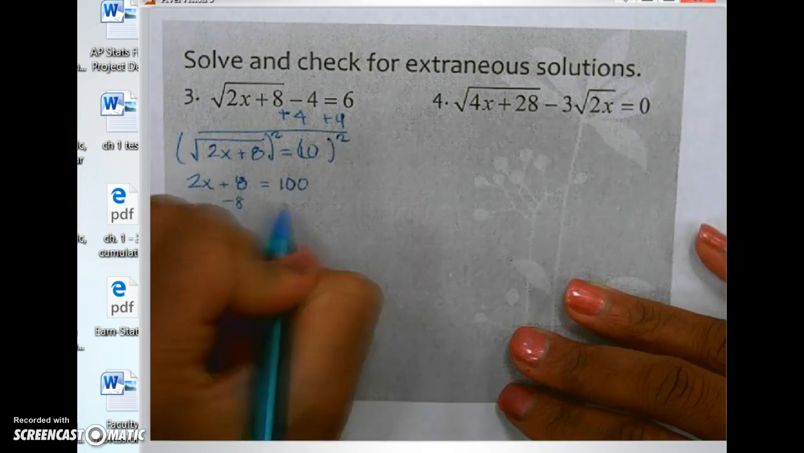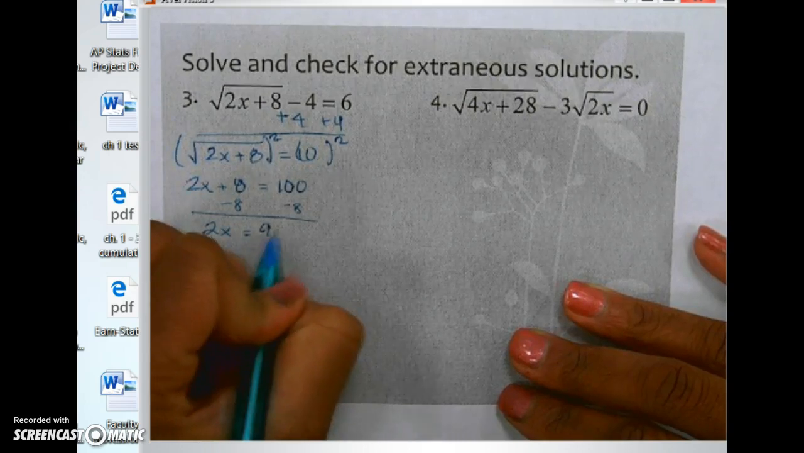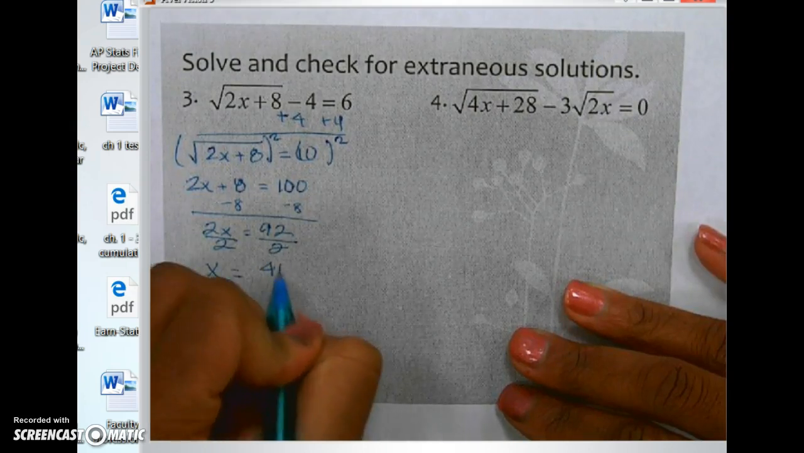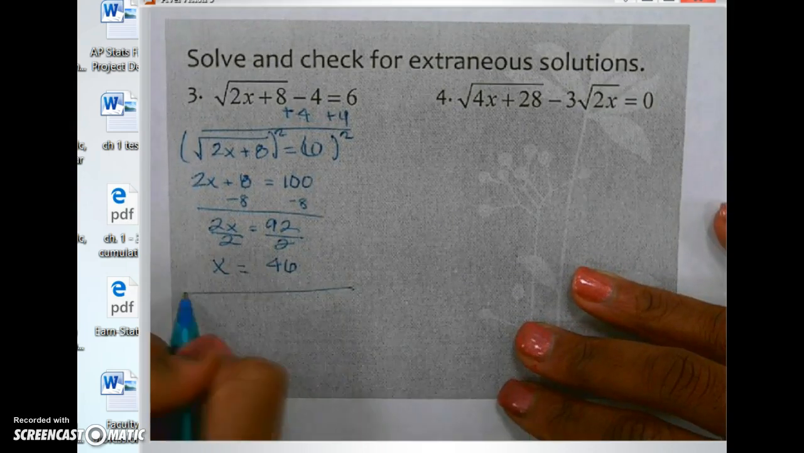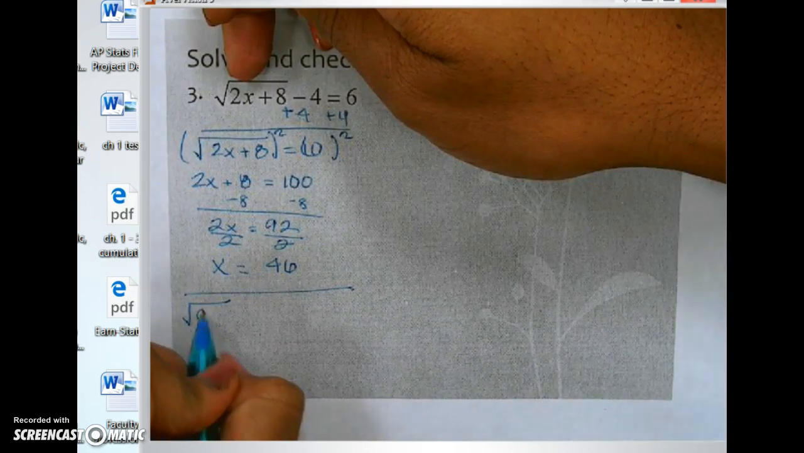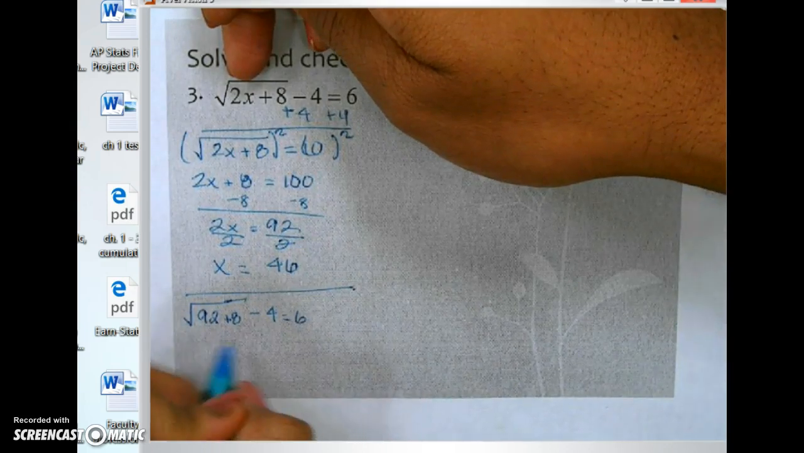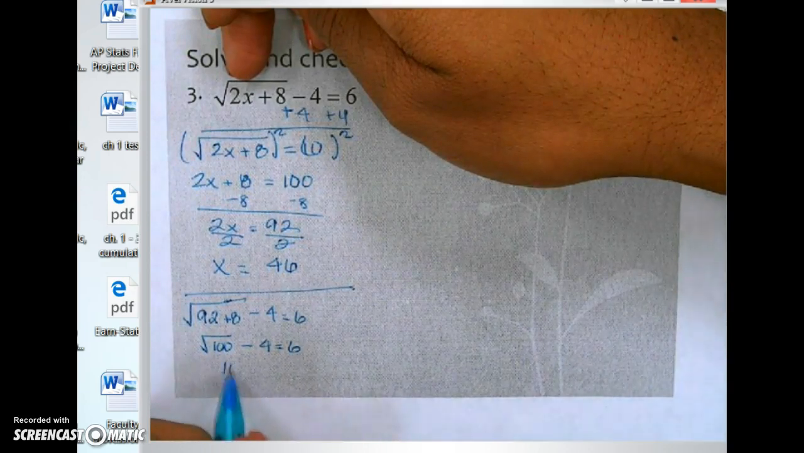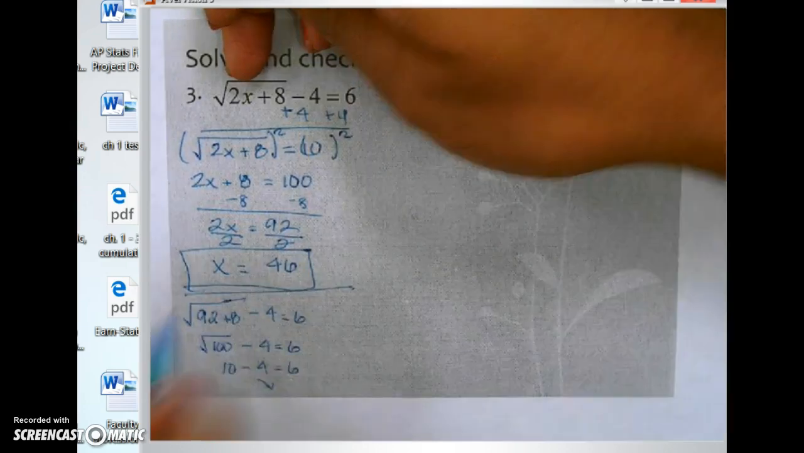Solve for x. Divide by 2, of course, and you have x is equal to 46. Not box worthy yet because I have not checked it. So square root of 46 times 2 is 92 plus 8 minus 4. Does that equal 6? Well, this is the square root of 100 minus 4. Square root of 100 is 10 minus 4 does equal 6, so that checks out. So that is now box worthy.